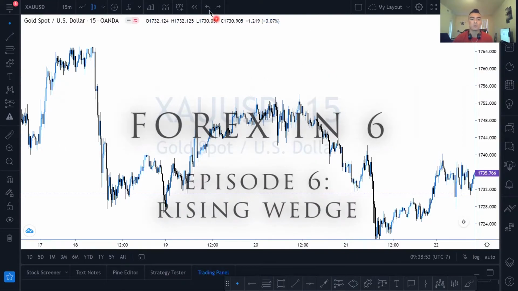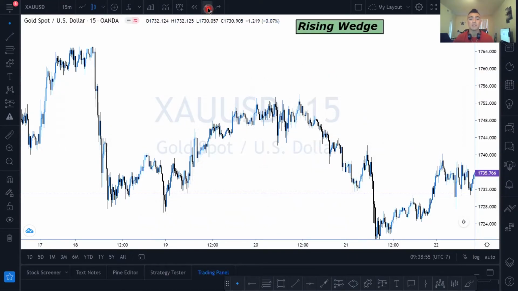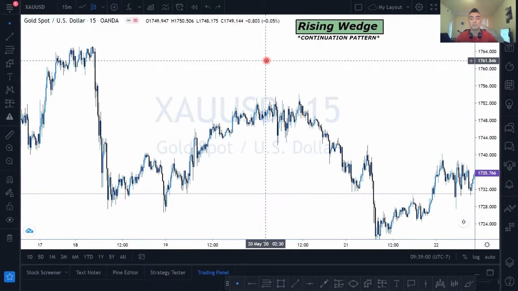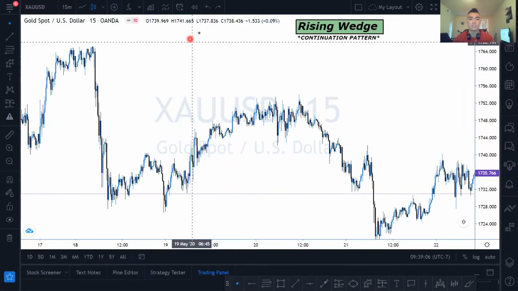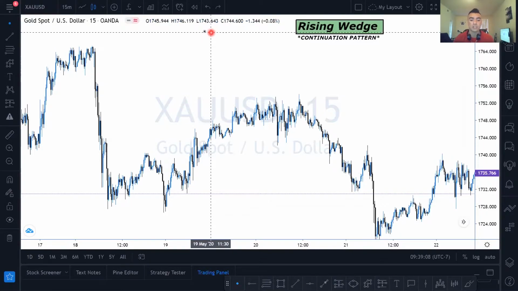In this episode, I will be going over the rising wedge. The rising wedge is another continuation pattern, and it's very similar to the flag. The flag comes up and has parallel lines, and the rising wedge is actually going to come to a point. I'm going to show you why that point is important and why it could be an extra confirmation that price can do exactly what we want it to. So nonetheless, let's get into it.